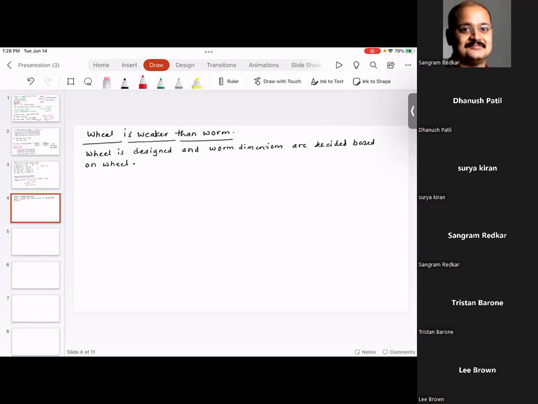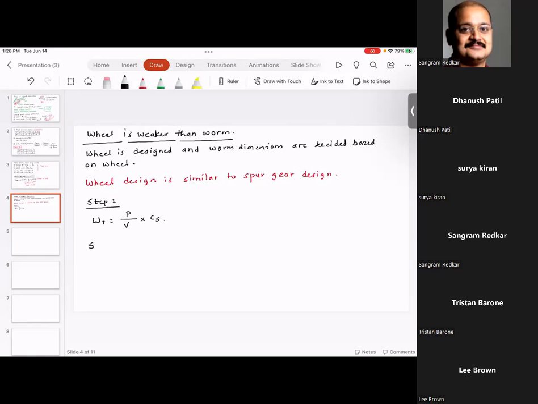So wheel design is similar to spur gear design. As a matter of fact, it is actually simpler. Step one is we have to find the value of WT, which is P divided by V multiplied by the service factor, where WT is the tangential load.